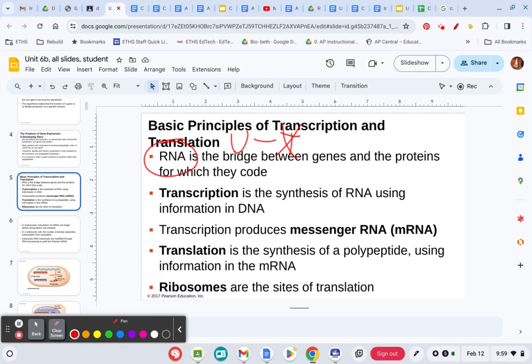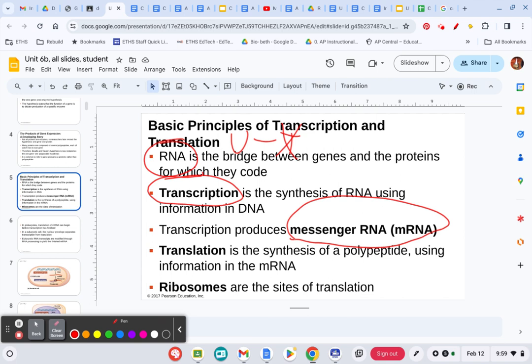And to get it there, we're going to make a copy of it. We're going to make a copy of it with this process called transcription. And the molecule that's going to be responsible for doing that is going to be our mRNA, or messenger RNA. So M meaning messenger, it's making a copy of it, and it's taking that message out to the ribosome.